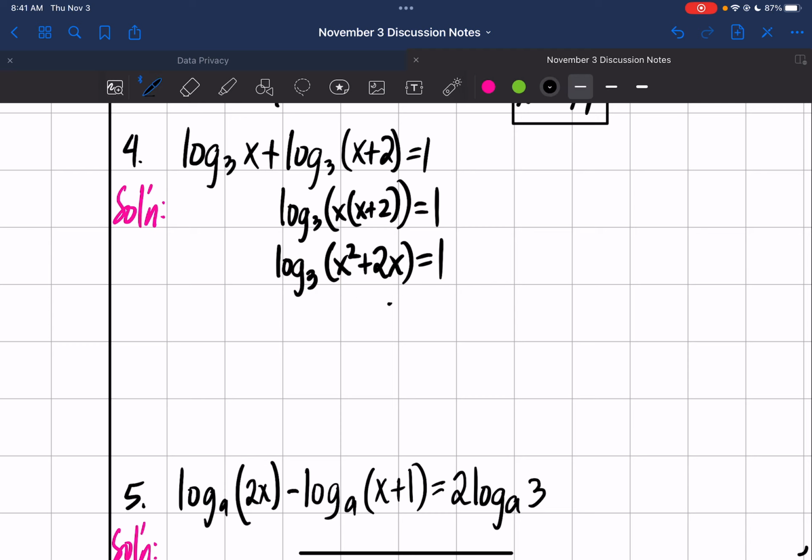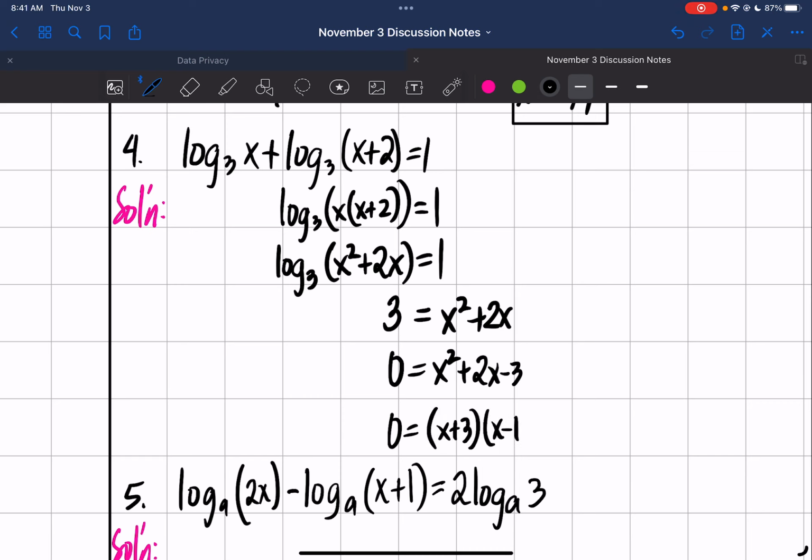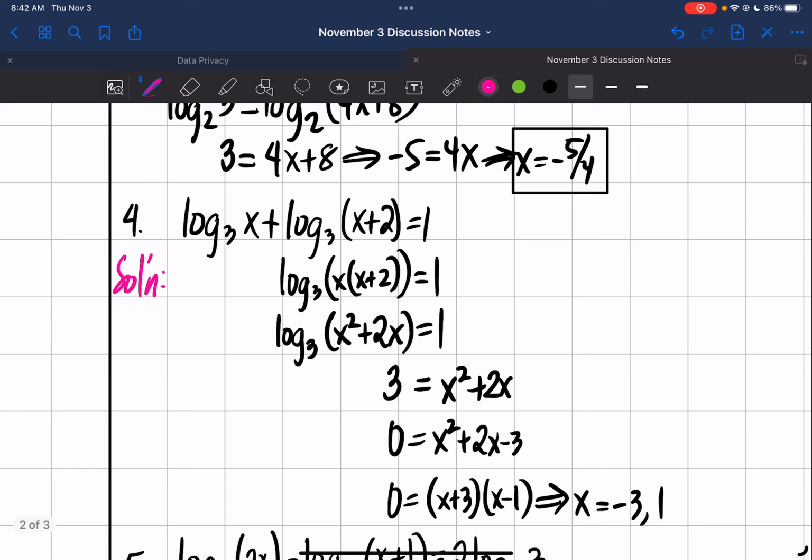So, 3 raised to 1, 3 equals x squared plus 2x, or 0 equals x squared plus 2x minus 3. And if you factor this one, you'll get 0 equals x plus 3 multiplied by x minus 1. And so, x equals negative 3 and 1. So, let's do the checking now.